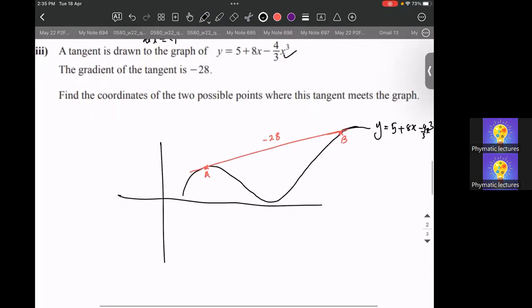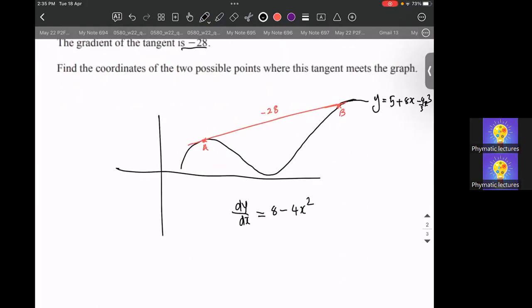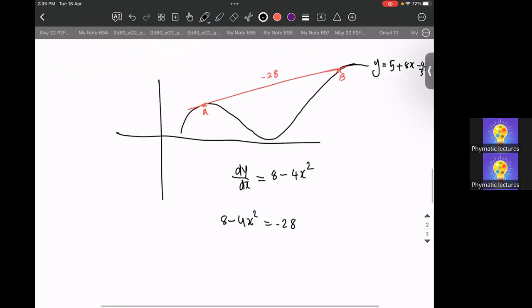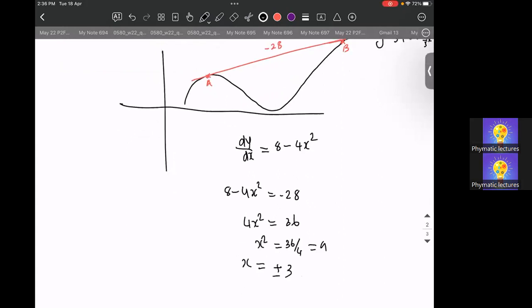So what is the general equation of the gradient? What is dy by dx we obtained? We obtained dy by dx as 8 minus 4x squared, correct? And then we will equate this to -28 because we need to find the x coordinate at which that is happening. So 8 minus 4x squared we will equate to -28. And then if you rearrange, what happens? 4x squared becomes 36, or x squared becomes 36 upon 4, that is 9. The two values of x at which that is happening are plus or minus 3.